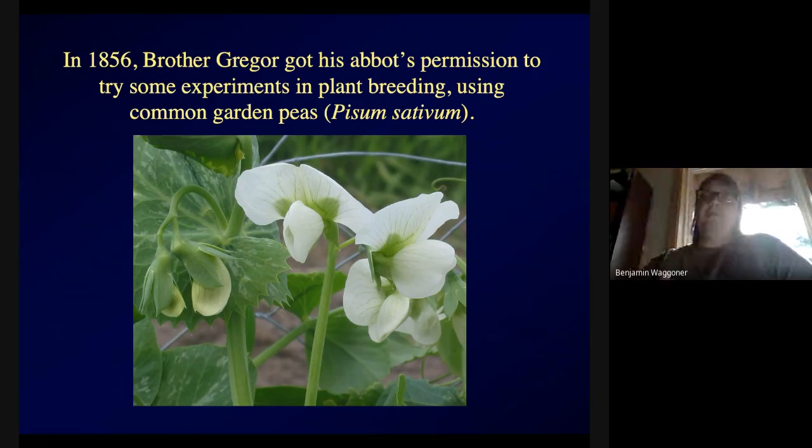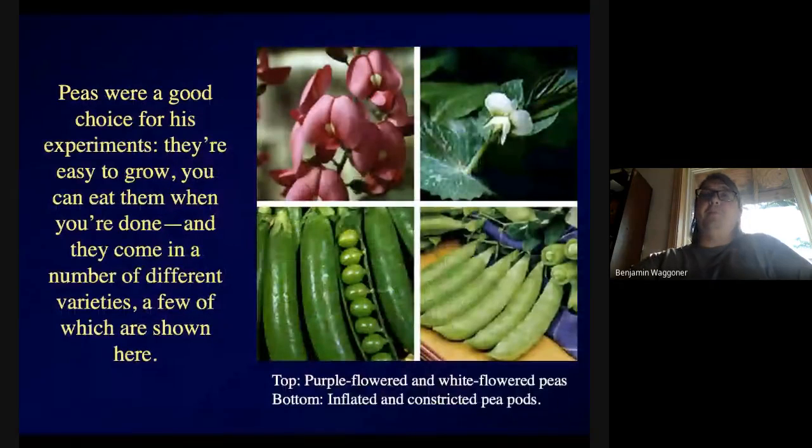Why garden peas? There's a concept here that we're actually going to come back to several times, and it's the concept of what we call a model system. If there's some feature of biology that you want to study, oftentimes there is a species of animal or plant that just happens to be very convenient for studying that thing. And we might call that species of animal or plant a model system. And peas were a good model system for experiments.